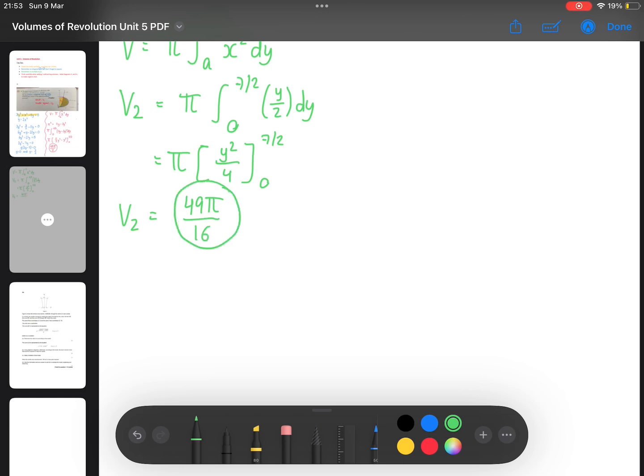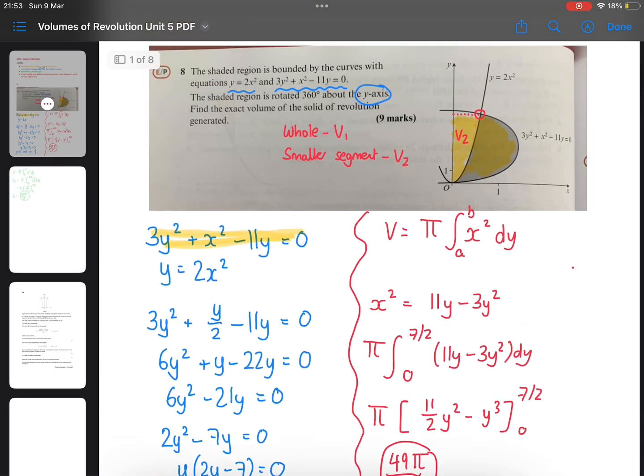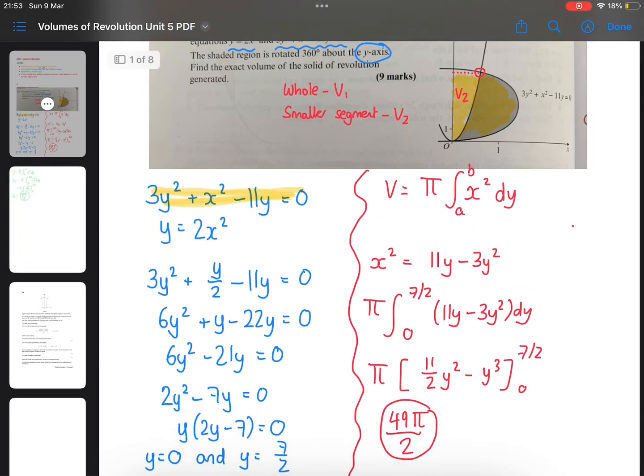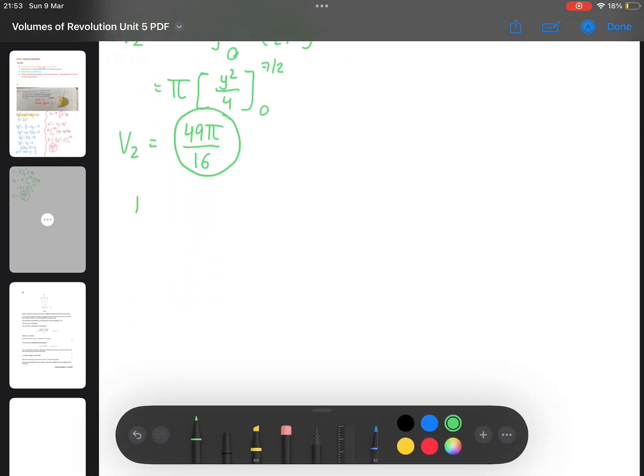And then we need to go back to what we were originally saying, which was that we were going to subtract V2 from V1. And if we do that, then we're doing 49 pi over 2 minus 49 pi over 16, which gives us a final answer of 343 pi over 16. And that's our final answer to the question.